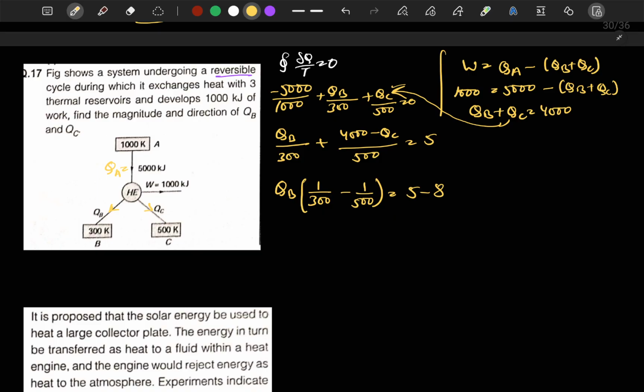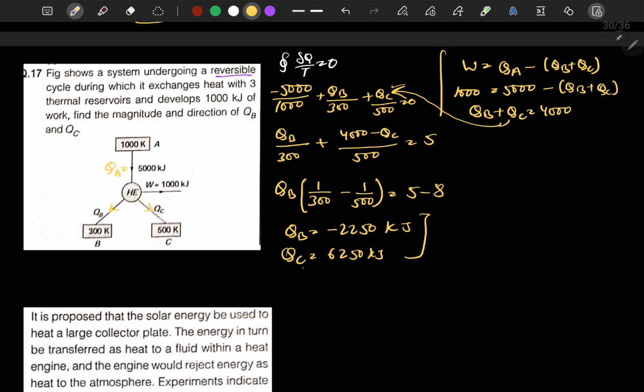This is 300 inverse minus 500 reciprocal, and this inverse into 3. So we get QB is equal to minus 2250 kilojoule. And from this we can also calculate QC is equal to QB minus, we get it as 6250 kilojoule. Now we have gotten both values.